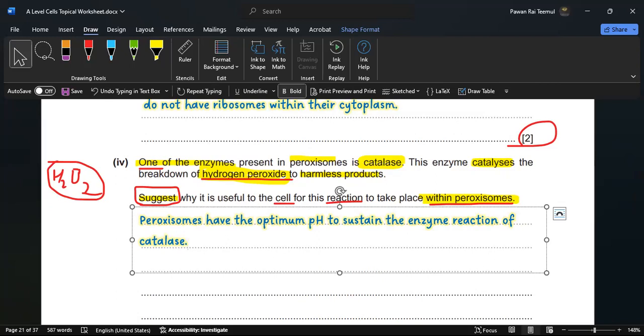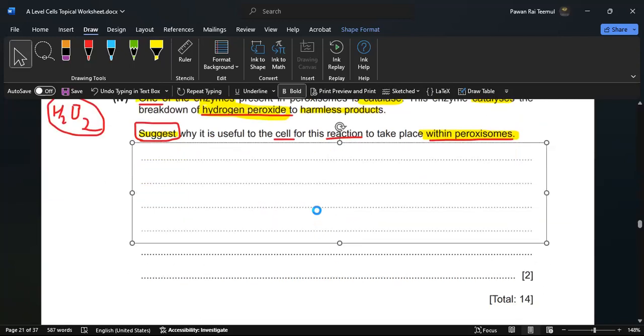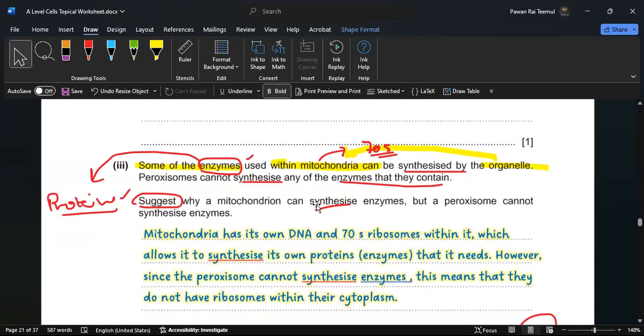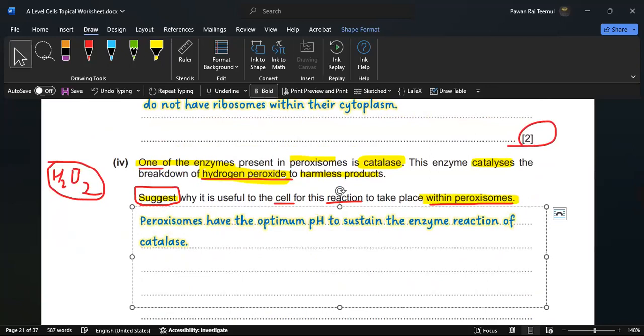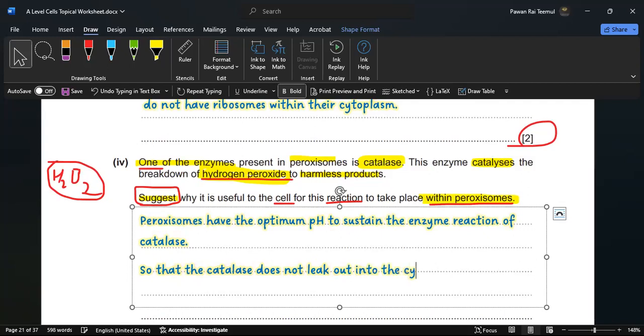And what could be another thing? Perhaps so that the enzyme does not just leak out into the cytoplasm of the hepatocyte. So secondly, so that the catalase does not leak out into the cytoplasm of the hepatocyte.